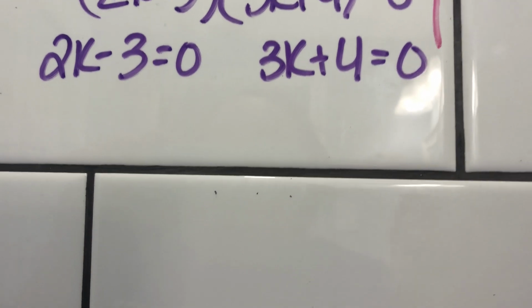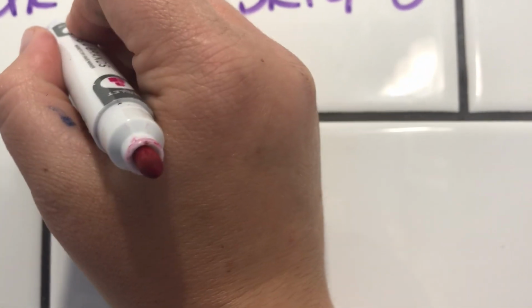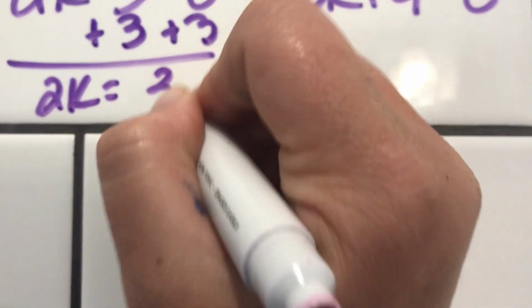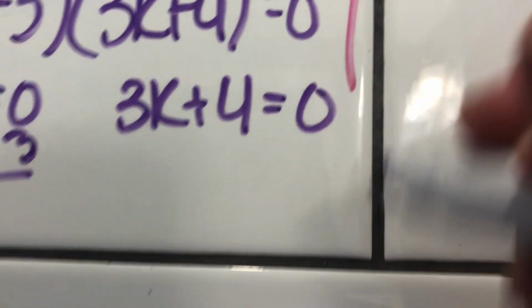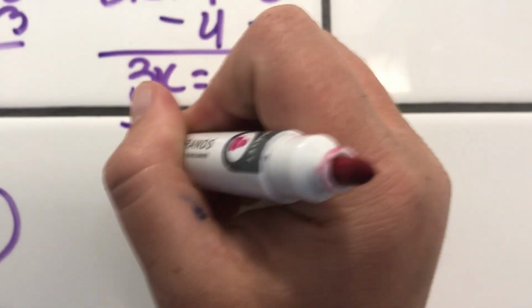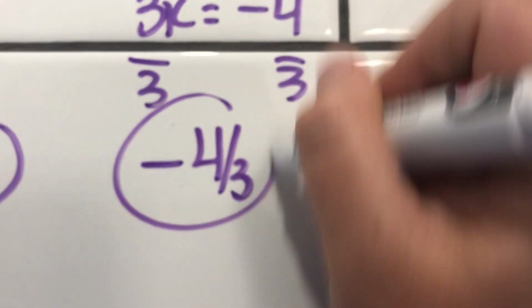And be careful here, don't mess up your signs. Make sure you show your work so that you don't lose a negative and make a silly mistake after all that hard work. Here I would add 3, so I'm left with 2k equals 3, and I divide by 2 to be left with 3 over 2. And for my one on the right, 3k plus 4, I subtract 4 on both sides, so I'm left with 3k equals negative 4, and I divide by 3, so I'm left with negative 4/3.